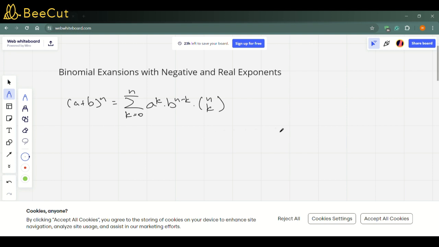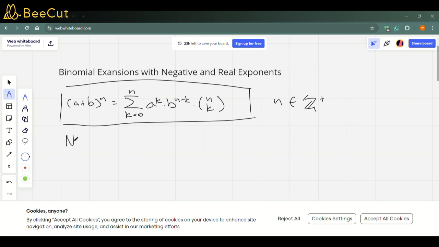Now, in this formula, n is normally assumed to be a positive integer. But in fact, n can actually be negative and even real, like a decimal number. So what do we do when that happens? I'm going to go over the derivation of negative exponents first, and then I will show you how you can calculate negative and real exponents from just this formula alone.